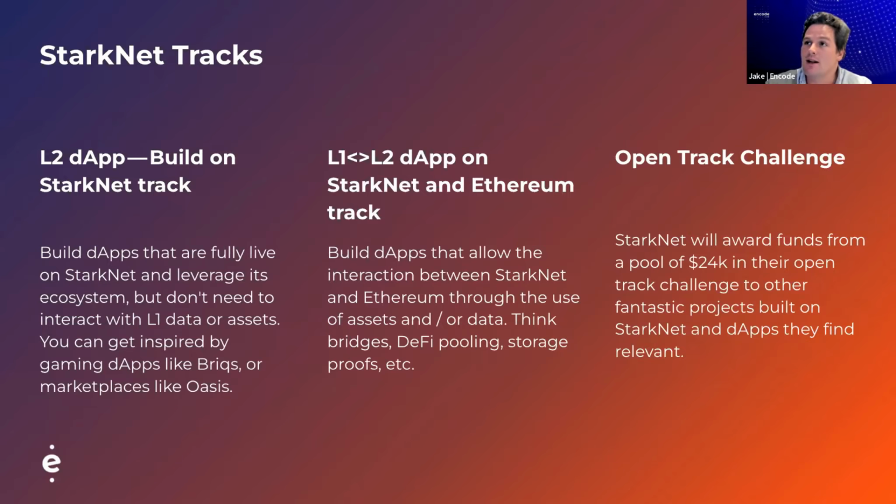The next one is the layer 2 to layer 1 dApp on the StarkNet and Ethereum track. This is building dApps that allow interaction between StarkNet and Ethereum through the use of assets and data. Think of bridges, DeFi, pooling, storage, or proofs. And then the final one is the Open Track Challenge. StarkNet will have a fund and award different prizes for Open Track challenges. This is also a great place to build different types of dApps.